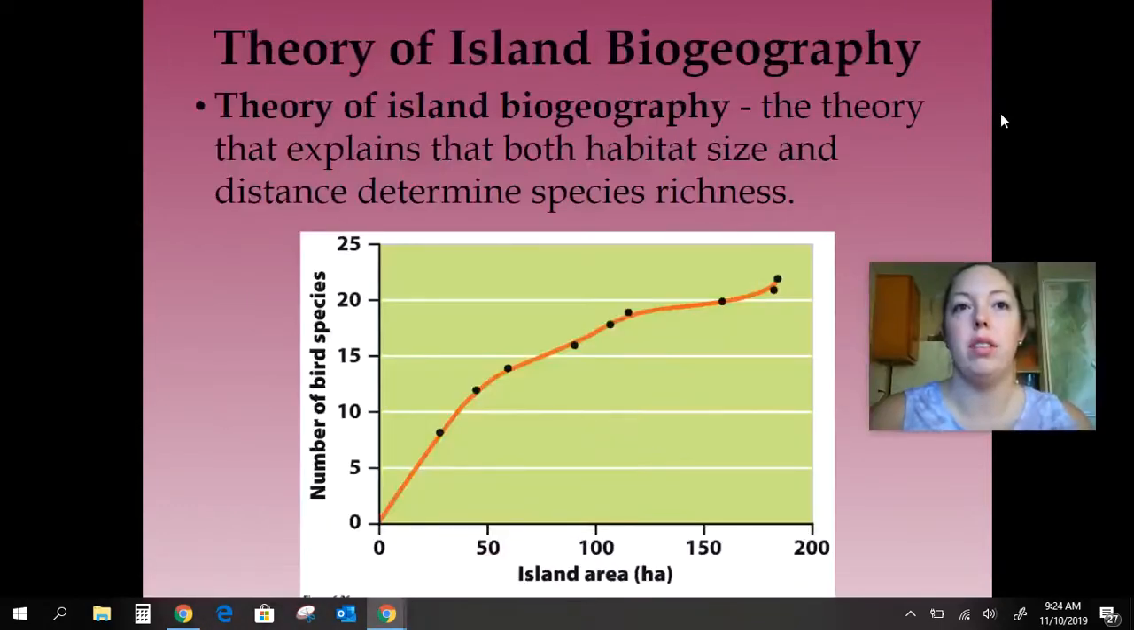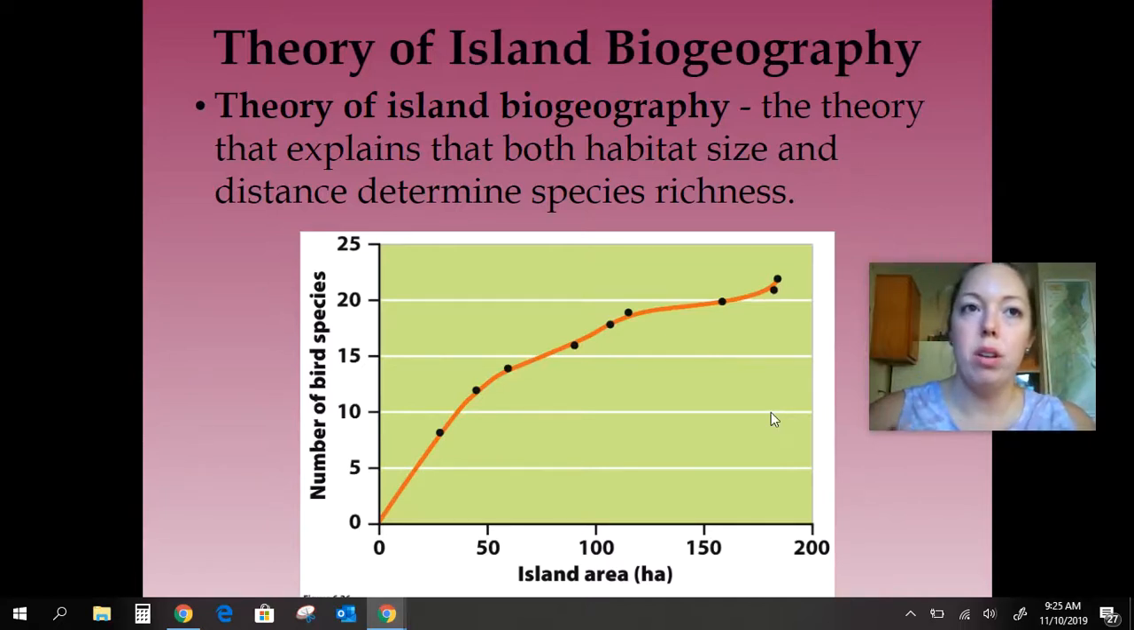So the last 2 factors that influence the number and the size of the species are the size of the habitat and the distance of that habitat from a source of colonizing species. There's a theory that we're going to be talking about in class, called the theory of island biogeography. This theory demonstrates both the importance of habitat size and distance in determining species richness.